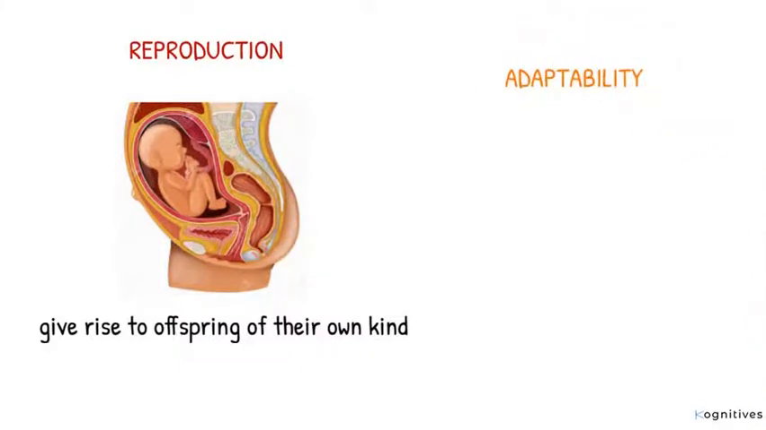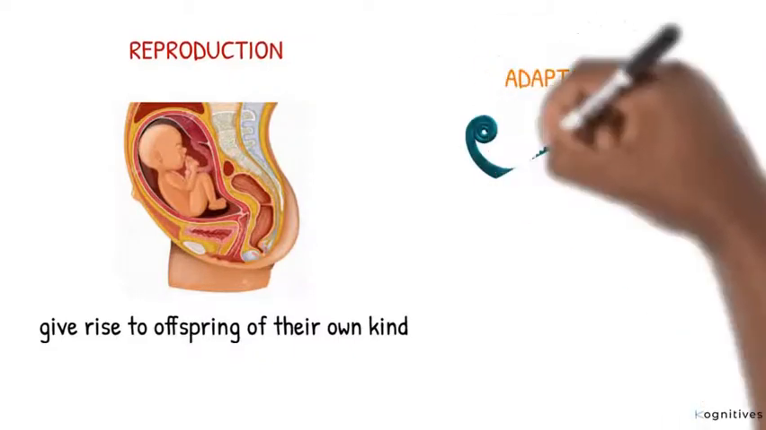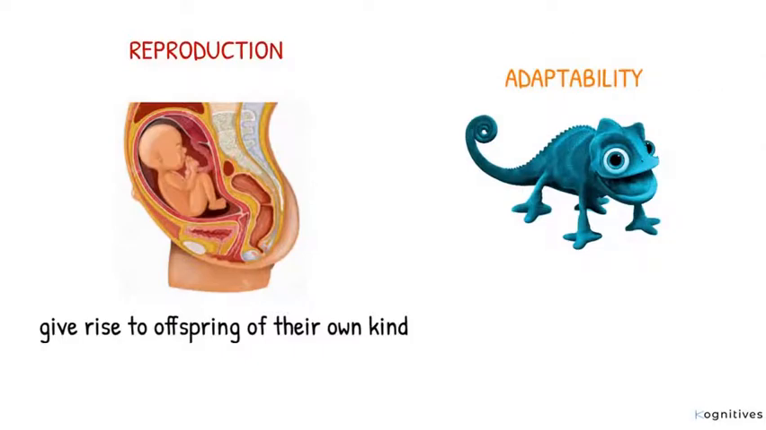Adaptability or adaptation is the ability of an organism to adapt or adjust to a new environment, situation, or surrounding. A perfect example of this process is that of a chameleon, which has a remarkable ability to adapt or change its color with respect to the color of its surrounding.